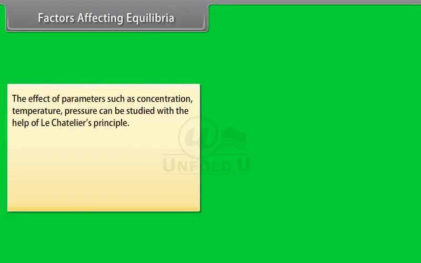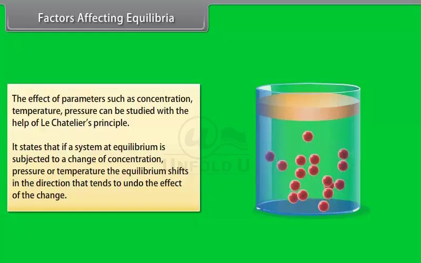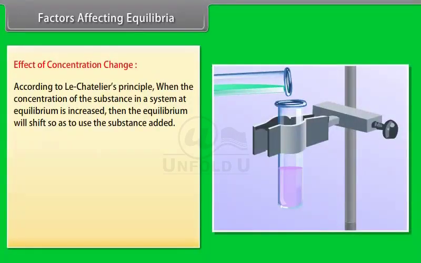The effect of parameters such as concentration, temperature and pressure can be studied with the help of Le Chatelier's principle. It states that if a system at equilibrium is subjected to a change of concentration, pressure or temperature, the equilibrium shifts in the direction that tends to undo the effect of the change. Effect of concentration change. According to Le Chatelier's principle, when the concentration of a substance in a system at equilibrium is increased, then the equilibrium will shift so as to use up the substance added.